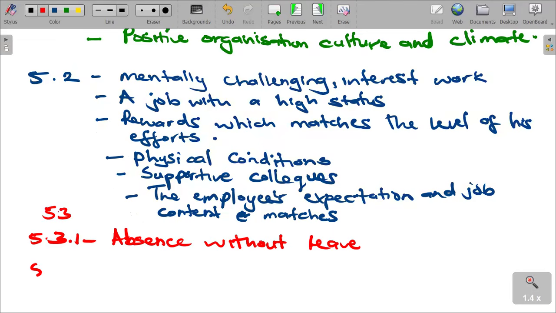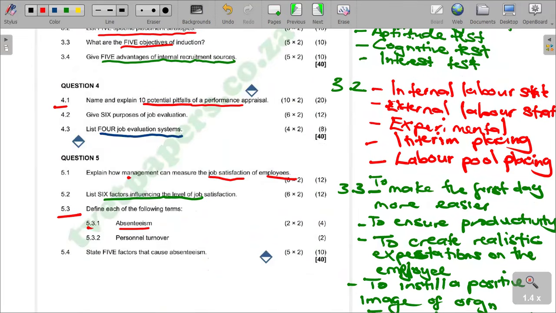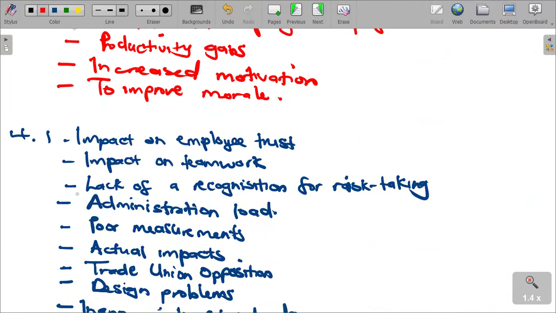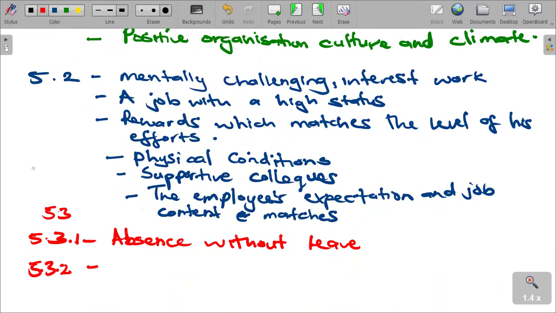Right. Let's go to 5.3.2. Right. So 5.3.2, we were supposed to define what you call personnel turnover. Personnel turnover is how quickly employees move in and out of the organization.